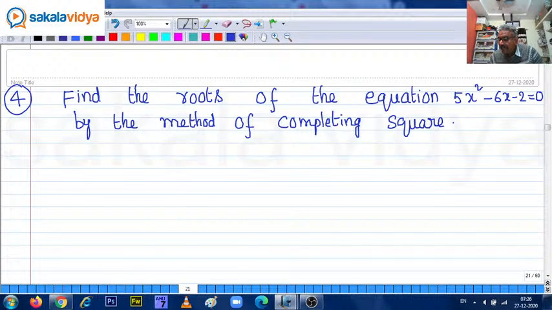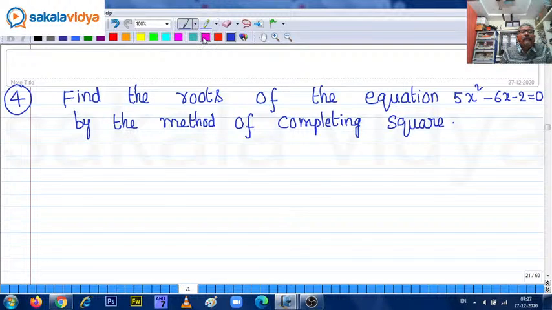Yes, completing square means we need to make (a minus b) whole square or (a plus b) whole square. That is called completing square. a square plus 2ab is an incomplete square. Add b square, and that becomes (a plus b) whole square. If it is a square minus 2ab, add b square, and that can be put in the form of (a minus b) whole square. That's called the completing square method.